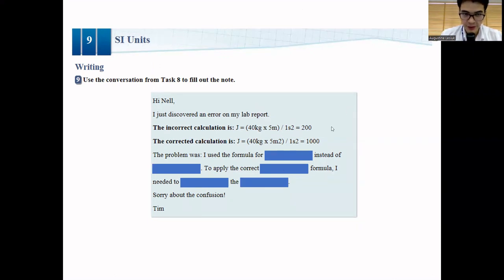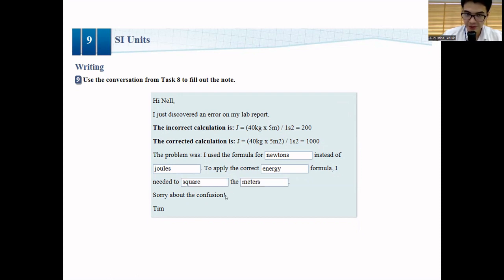Here are the answers. The problem was I used the formula for newtons instead of joules. To apply the correct energy formula, I needed to square the meters. Okay, as you can see here, you have the incorrect calculation up here. This is a formula for newtons. The corrected calculation is down here, which is the one for joules, right? They use meters squared. All right, so those were the answers for this segment. And yeah, that's it for this unit.